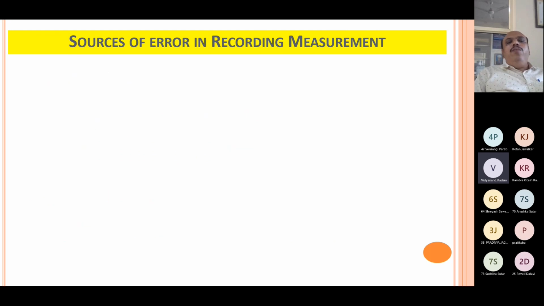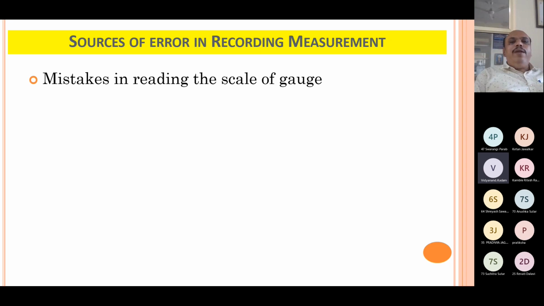Okay, now we'll discuss the sources of error in recording the measurement. This is related to both types of rain gauges, either recording or non-recording. Okay, what is the point? Sources of error in recording measurements. Is it clear?